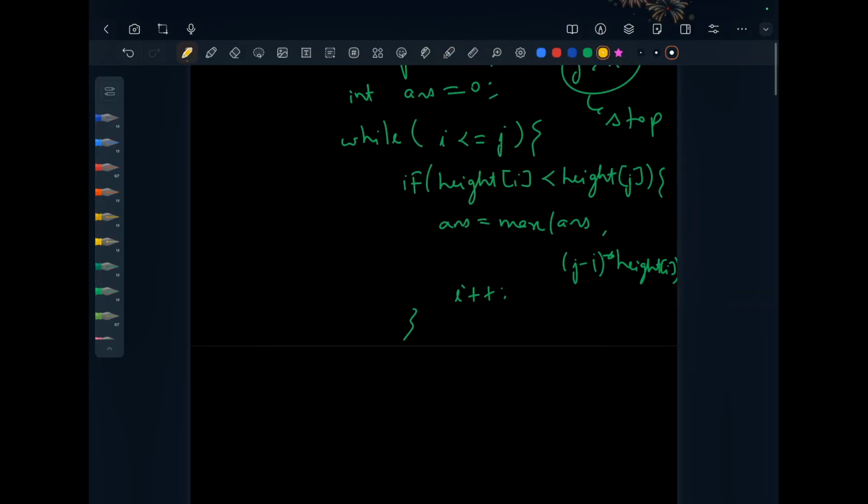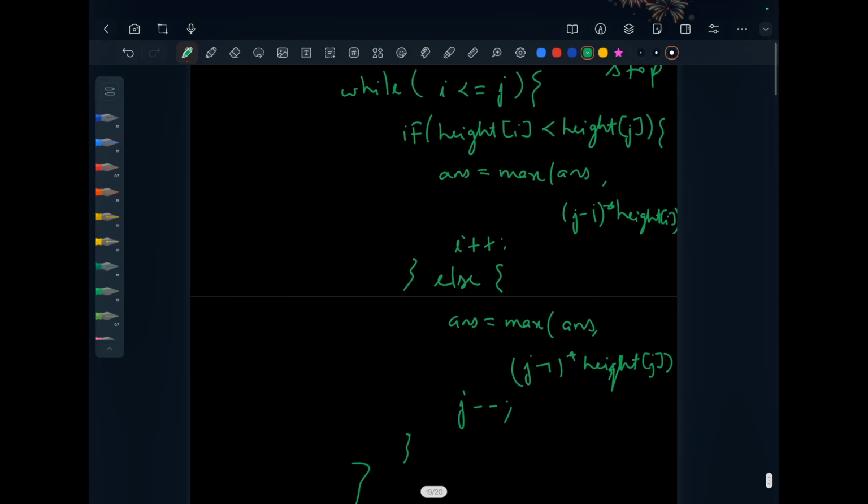And the other case that can happen is for j, so we will directly write it, because in this case we have only two cases, right? Height i will be smaller or height j will be smaller. So here j minus i into height of j, and here we will move our j minus minus because we are coming from right to left. So this is our whole code.